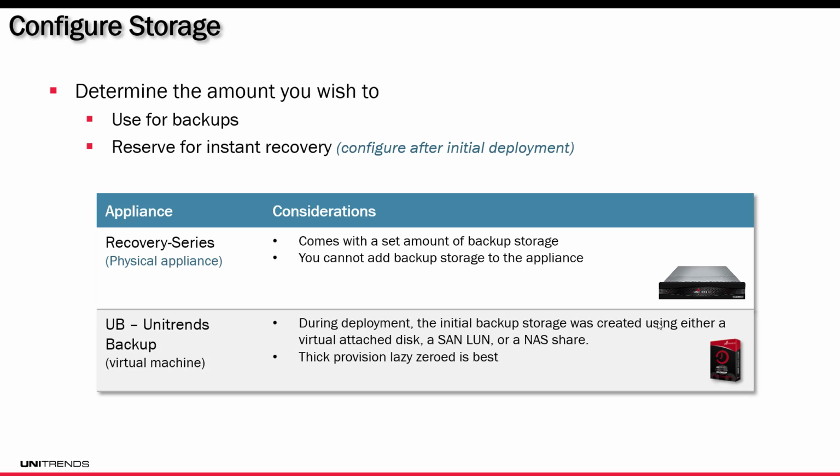You can't expand those. All right. If you're dealing with UB backup, you can always expand that storage on the backside. When you do, you want to make sure that during your initial deployment, the initial backup storage was created using either a virtual attached disk, direct to a SAN or a LUN, or a direct NAS share. Make sure you're also using thick provision lazy zero. That's the best configuration to use for that new disk, or that disk configuration as well.